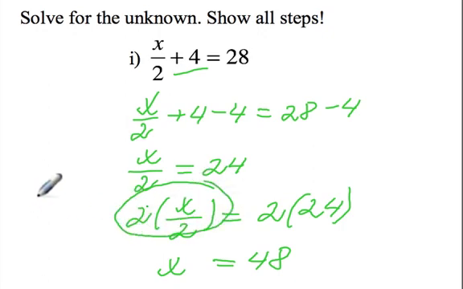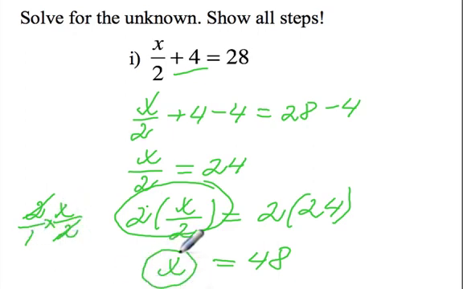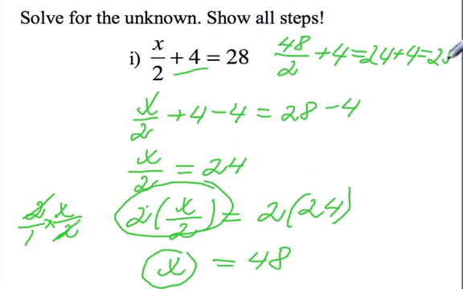Here you can rewrite it as 2 over 1 times x over 2, and then it's easier to see that 2 divided by 2 is 1, and x divided by 1 is just x. To check your answer, you can check whether 48 divided by 2 plus 4 will indeed equal 28. 48 divided by 2 is 24, plus 4 is 28. So our solution is correct.